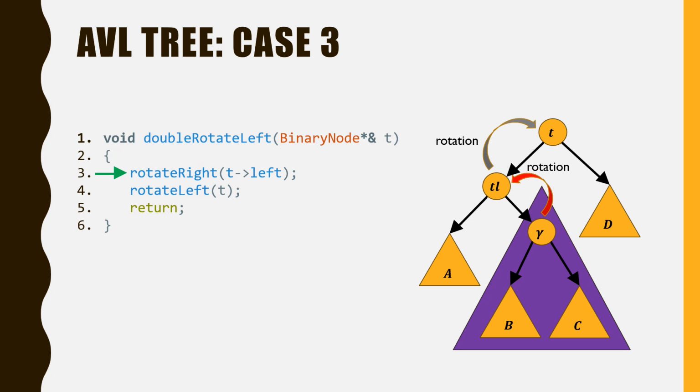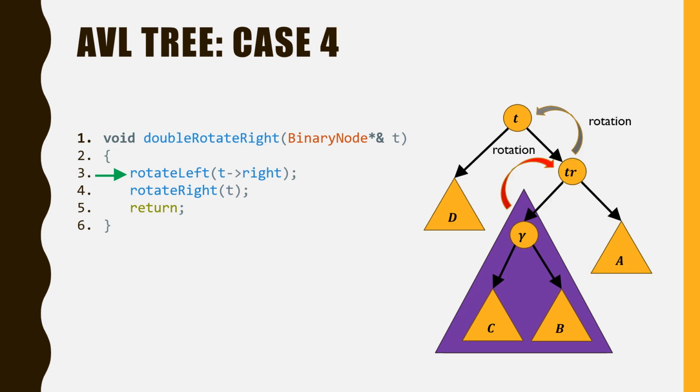Next, we have the double rotate left function, which implements the double rotation operation for rebalancing case 3. We can implement the double rotation functions efficiently by leveraging the previously implemented single rotation functions. In line 3, we call the previously implemented rotate right function to rotate the left child of t, referred to as TL, and node gamma. Then, in line 4, we call the previously implemented rotate left function to rotate t and gamma.